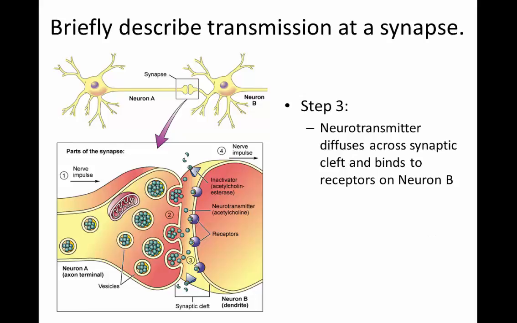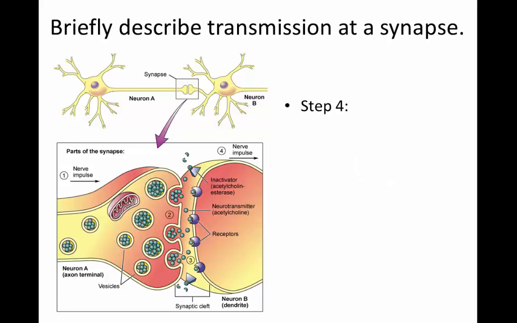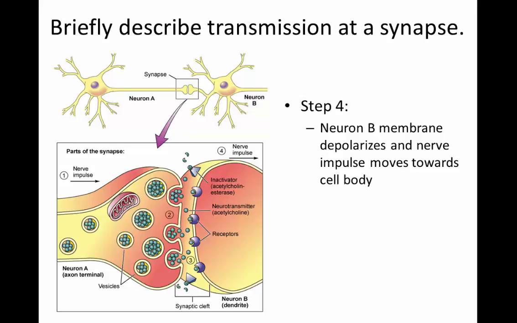Step 3 is that the neurotransmitter diffuses across the synaptic cleft and binds to the receptors on neuron B. Step 4 is that the neuron B membrane then depolarizes, sodium is able to then come into the cell, and the nerve impulse moves towards the cell body.